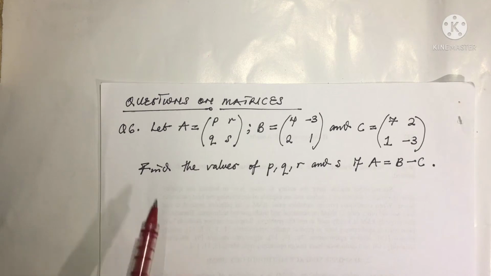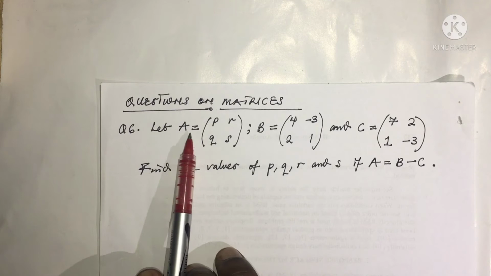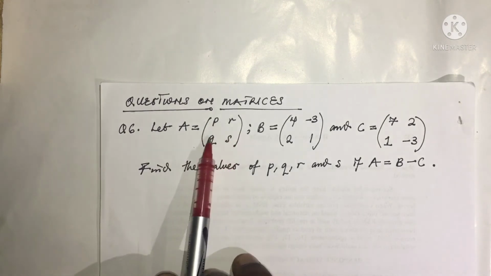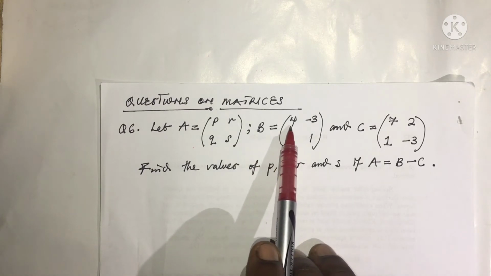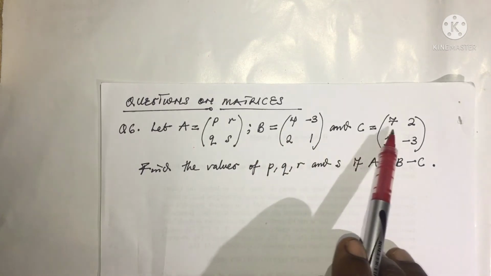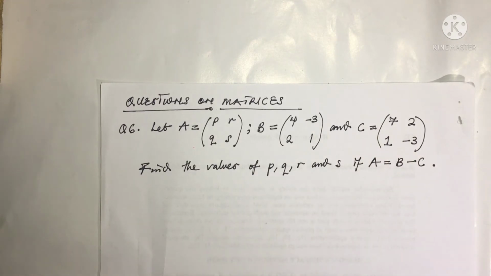So let's see. Let A be a matrix having P, R, Q, S as elements in the matrix. B be the matrix having elements 4, minus 3, 2, 1, and C be the matrix having elements 7, 2, 1, and minus 3. Of course, you would see clearly from these matrices that they are all conformable for addition or subtraction because they have the same order. Remember, the order of a matrix specifies the number of rows by columns in that matrix.